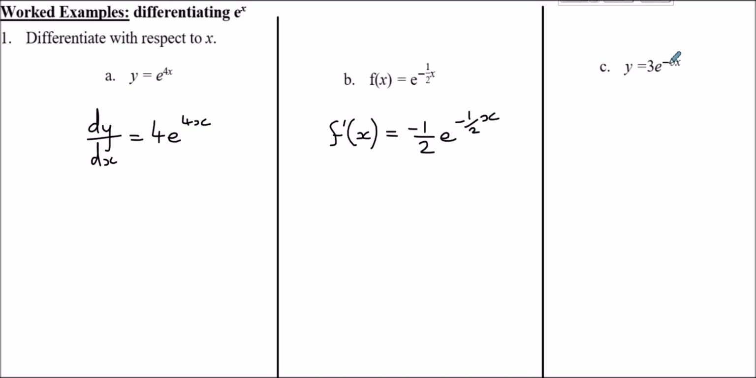For part C, again, similar idea, but now we do have a coefficient in front of this e, which is 3. Same idea applies. The coefficient of the x in the power still gets brought down to the front, but now multiplies the coefficient at the front. And so this minus 5 gets brought down and multiplies the 3. So dy by dx equals 3 times minus 5, so minus 15. And yet again, this power gets left alone. So we get minus 15 e to the minus 5x.